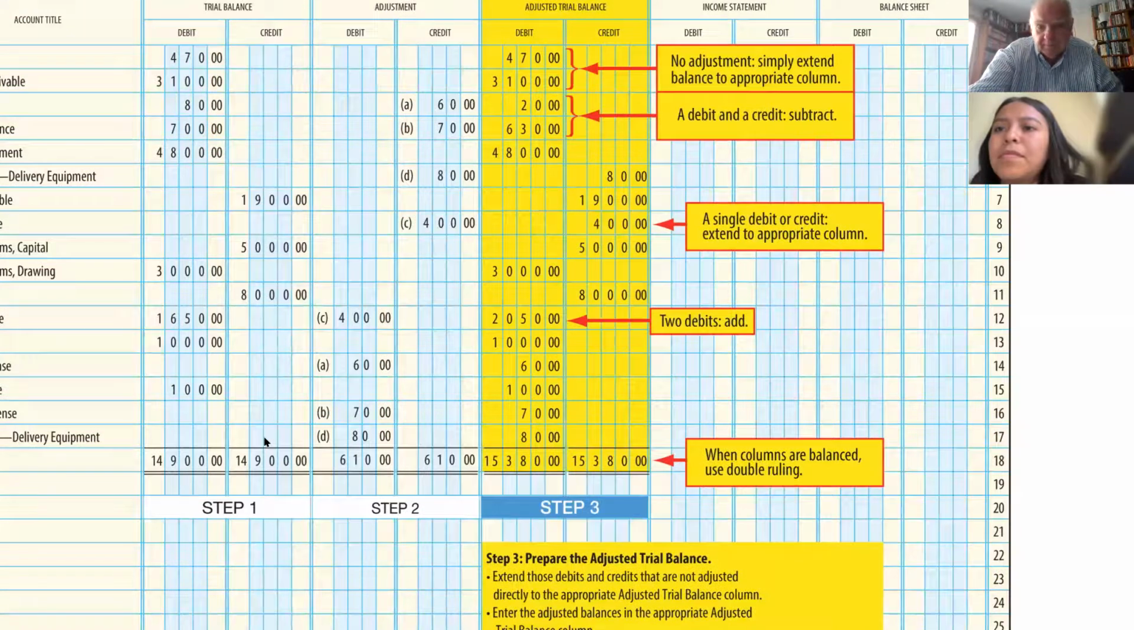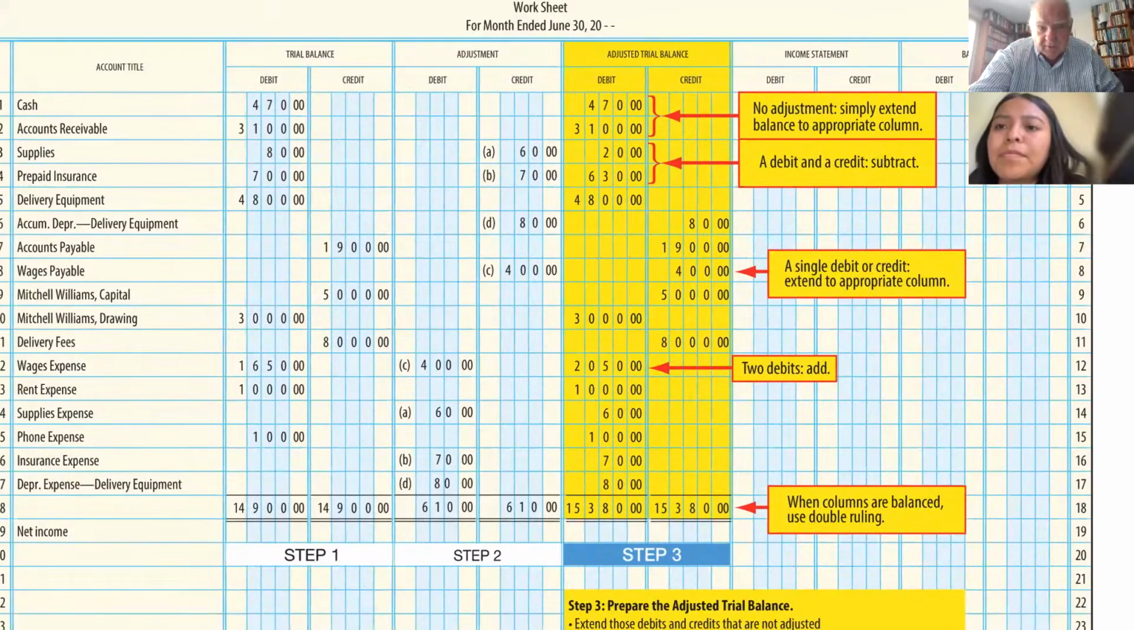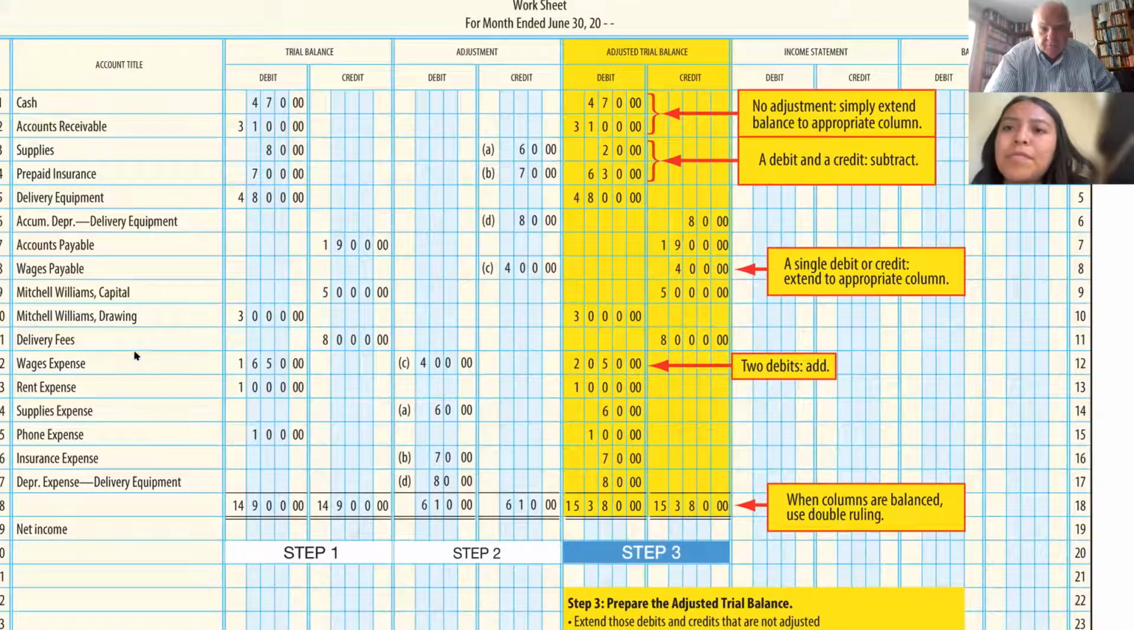Okay. The next set of columns. 470, no adjustment. 3,100, no adjustment. But look at the supplies, the prepaid supplies. They went from 80, we used 60, $20. Prepaid insurance, we had a debit of 700, credit here. That brings it down to $630. What do you think on this process so far, Crystal?